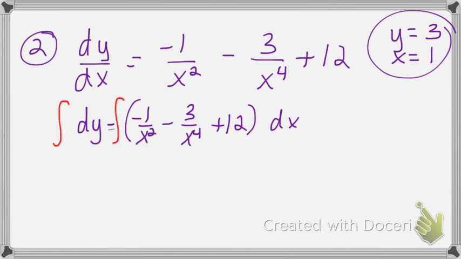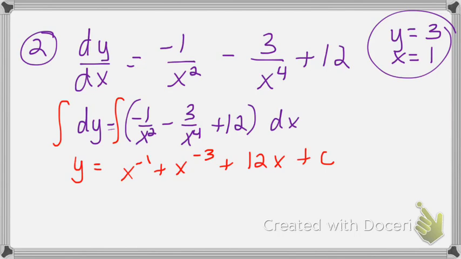So then take the antiderivative on both sides, the integral on both sides. So you get y equals, the antiderivative of negative 1 over x squared. That's negative x to the negative 2. So if I add 1, I get x to the negative 1. Negative 3x to the 4th. Add 1, so I would get x to the negative 3. And then plus 12x, and then plus c.